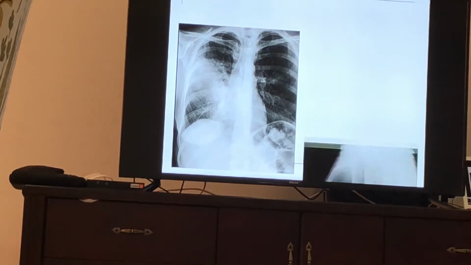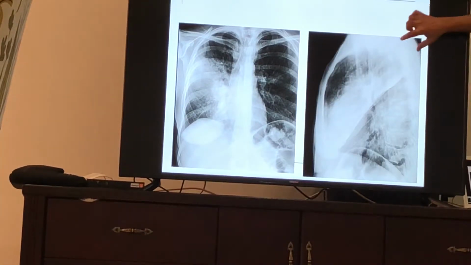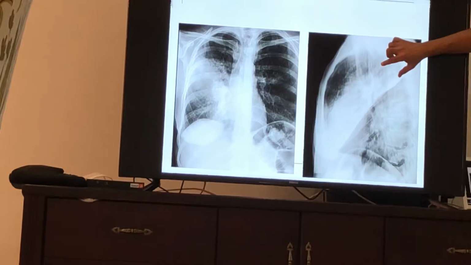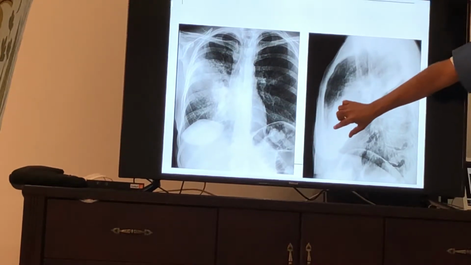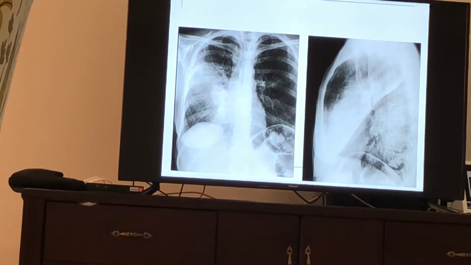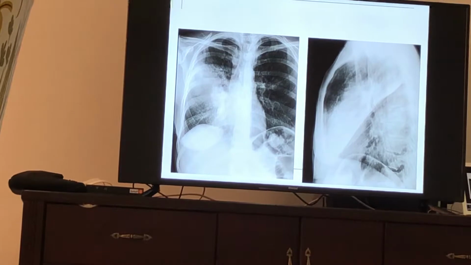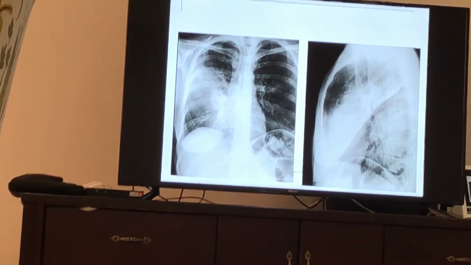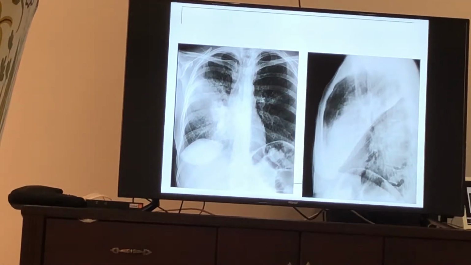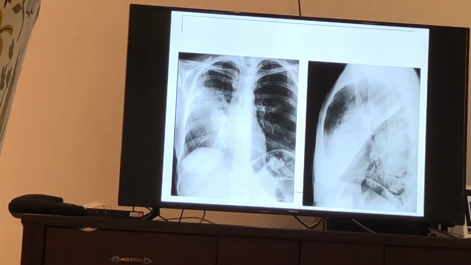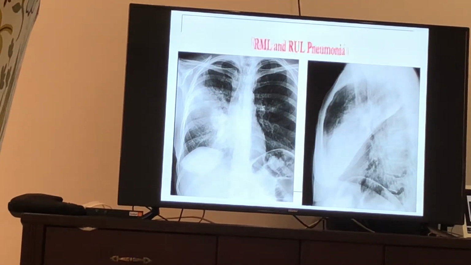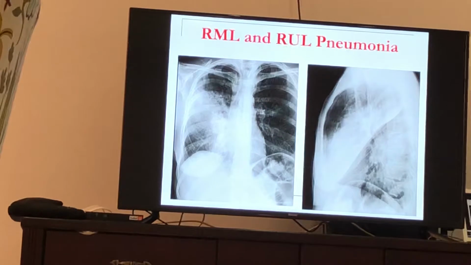Okay, so if we do lateral, you can actually see that the posterior segment of the right upper lobe and the right middle lobe are both affected. So it's possible. It can happen. You can have a patch on the right and one on the left, so don't miss it. You can have two focal areas, one here and one here. If you evaluate properly, you will catch it. So this one has combined right middle lobe and right upper lobe involvement.